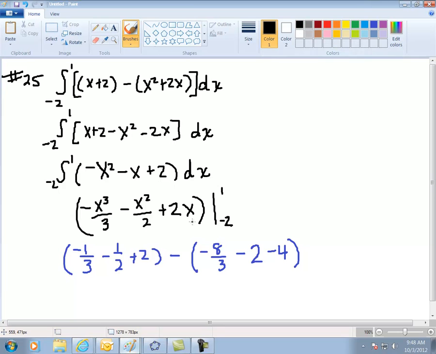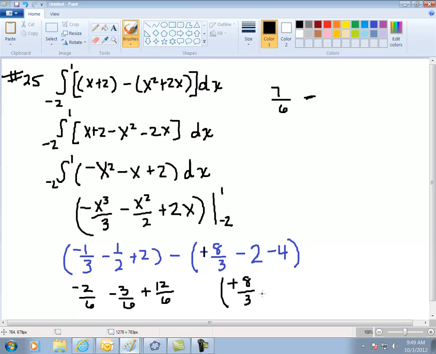Now a little fraction work. This is going to be -2 over 6 minus 3 over 6 plus 12 over 6. So my first term just becomes 7 positive over 6, still subtracting. My next term here, I actually messed that part up. This should be positive. I said it wrong. -2 plugged into cubed makes a -8, times the negative gives me a positive 8 over 3.